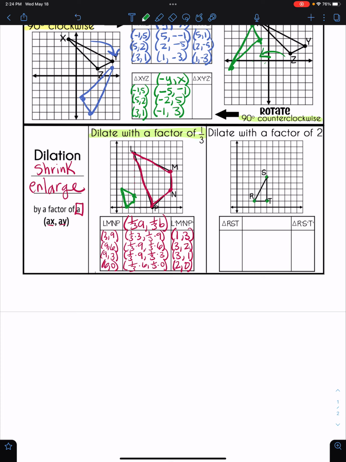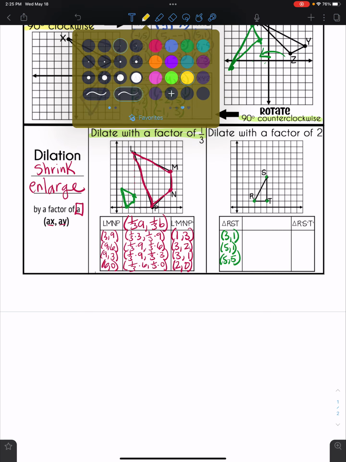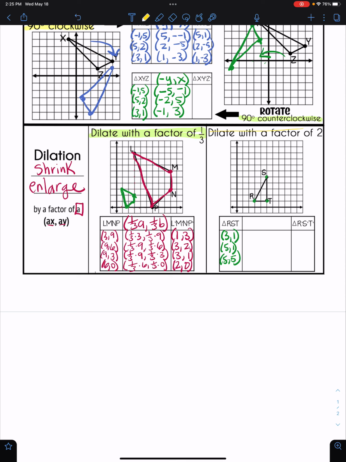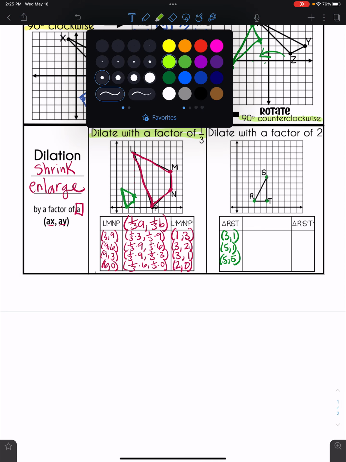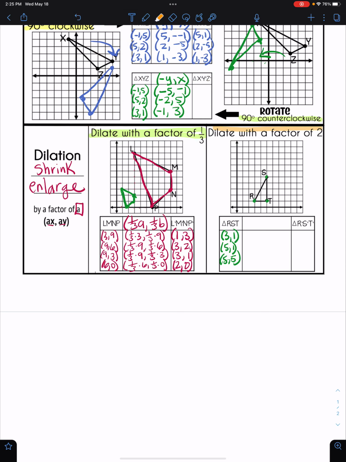All right, let's over here write our points for this triangle. We have the point 3, 1. We have the point 5, 1. And it doesn't matter what order you put the points in if I haven't already said that. And then we have 5, 5. So the directions for the second one say I'm going to do a dilation with a factor of 2.